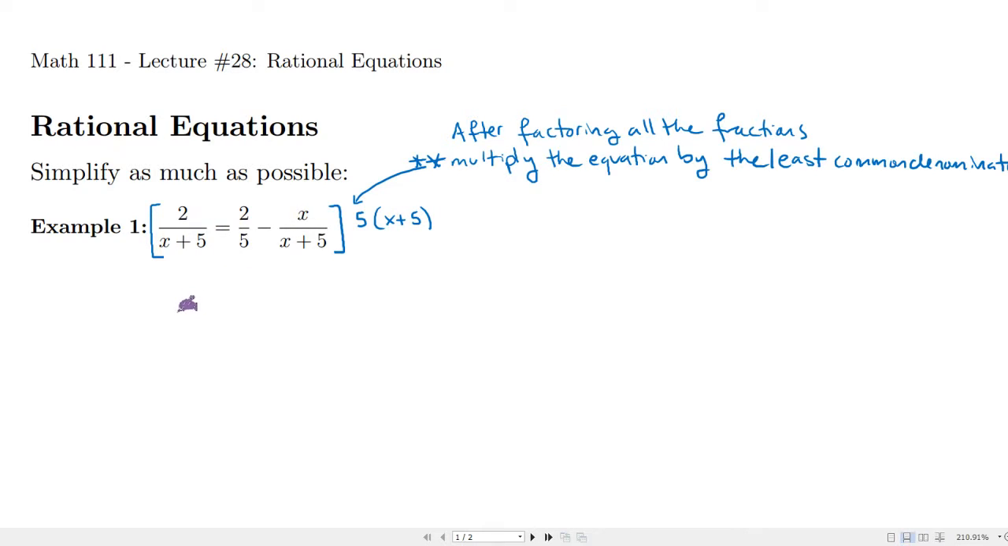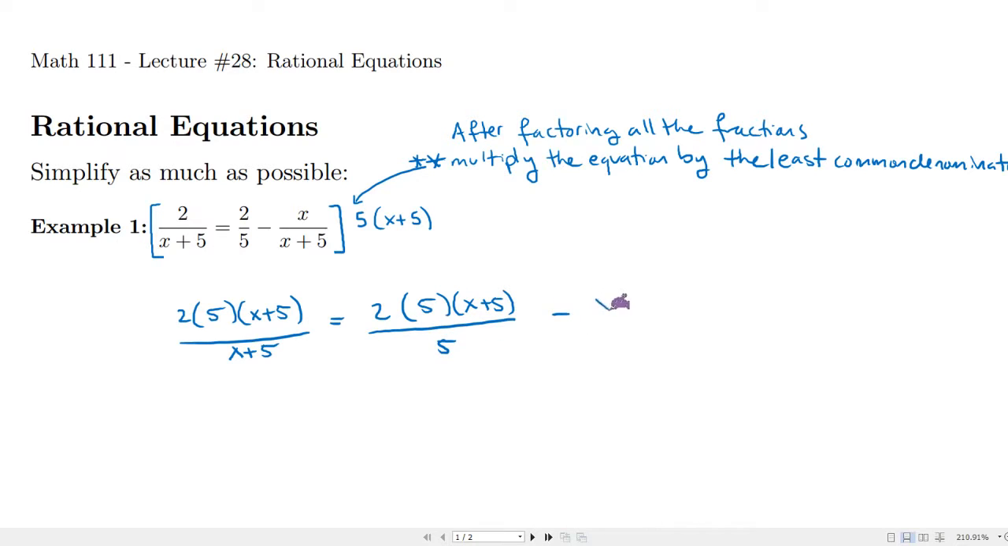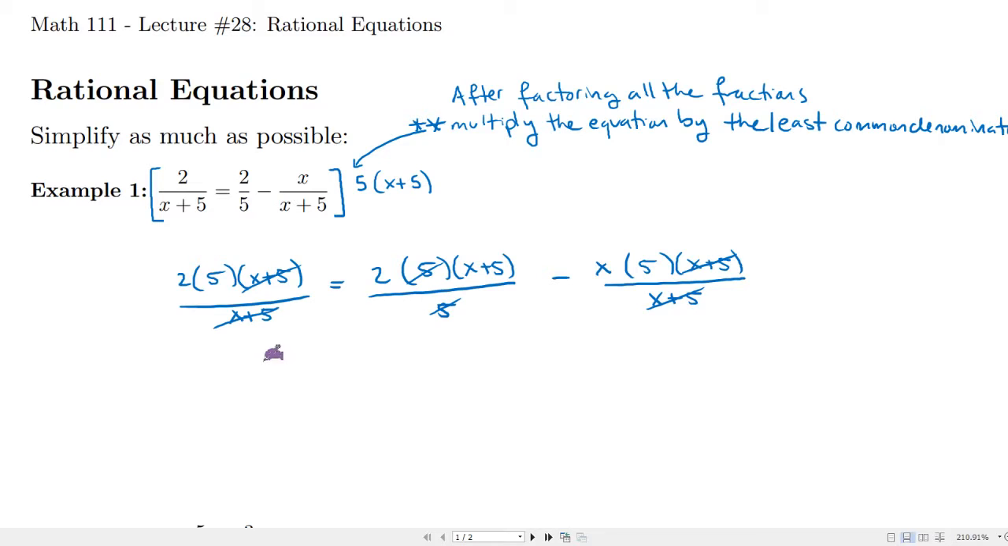We're going to have 2 times 5 times x plus 5 over x plus 5 equals 2 times 5 times x plus 5 over 5 minus x times 5 times x plus 5 over x plus 5. And now we're going to be able to reduce. So x plus 5's cancel, the 5's cancel, and the x plus 5's cancel. And so we're no longer going to have fractions here. This is just going to turn into an equation that we already know how to solve.